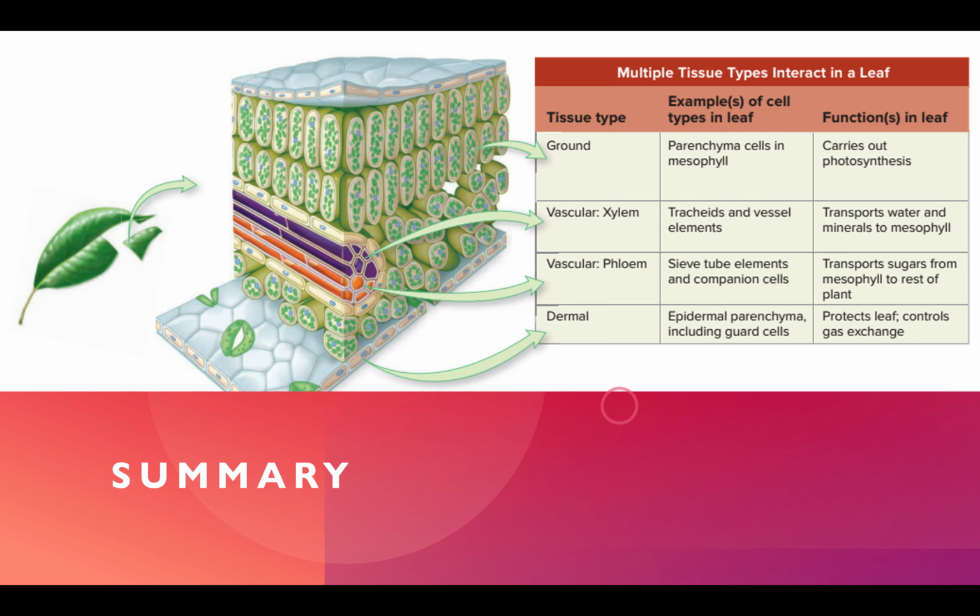Vascular tissue transports water and nutrients and is made up of xylem and phloem. Xylem transports water and minerals and contains vessels composed of vessel elements and tracheids. Phloem, on the other hand, transports sugar and other compounds and contains sieve tubes composed of sieve tube members, each of which has a companion cell.